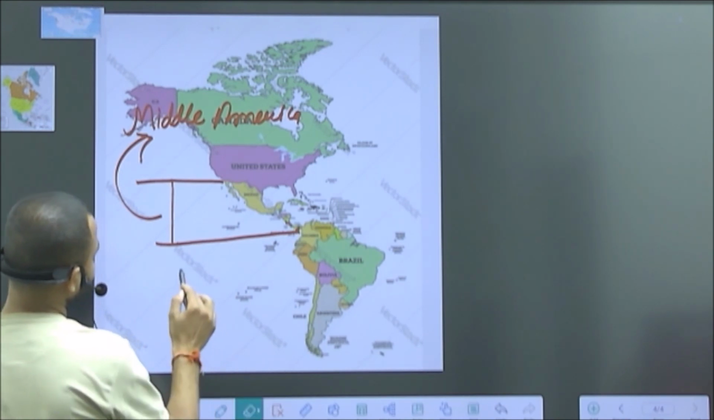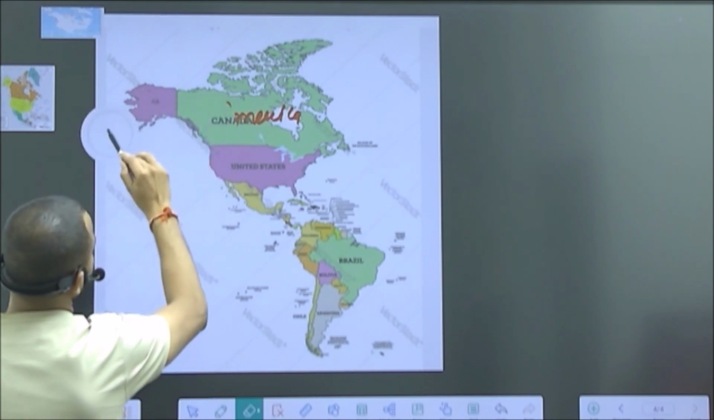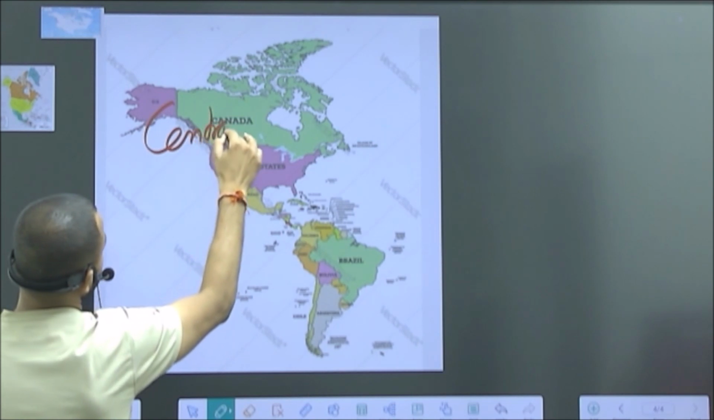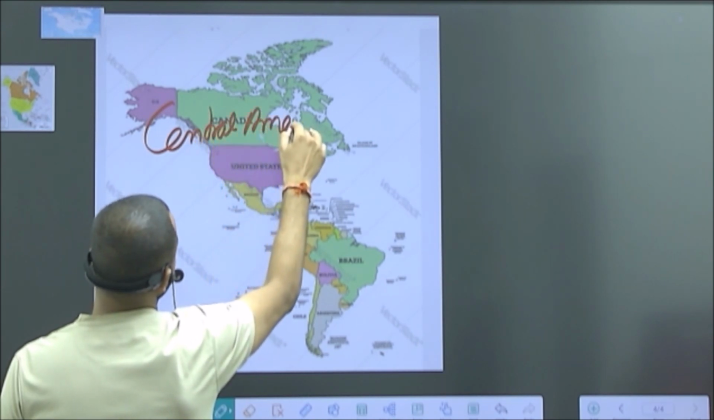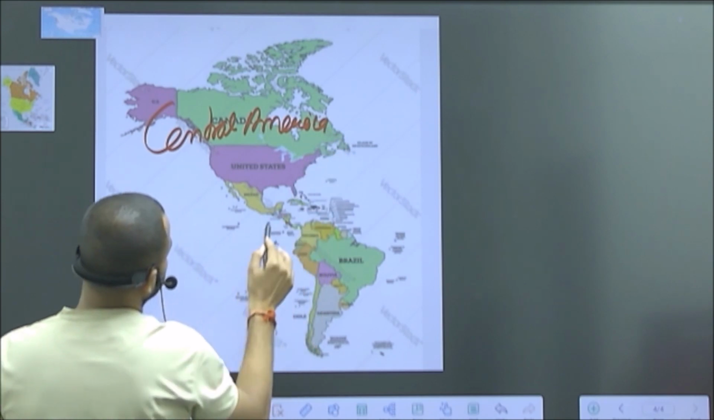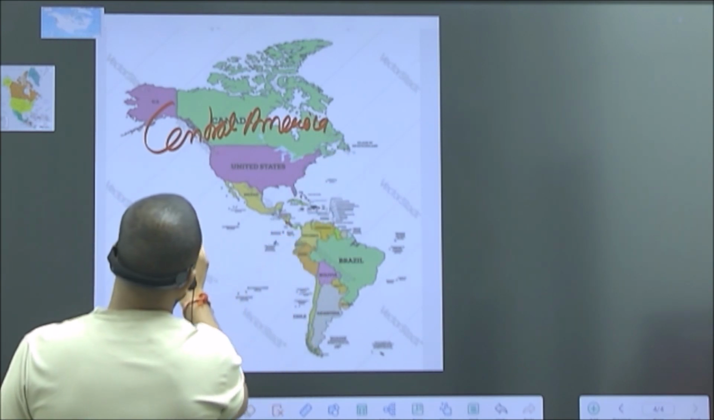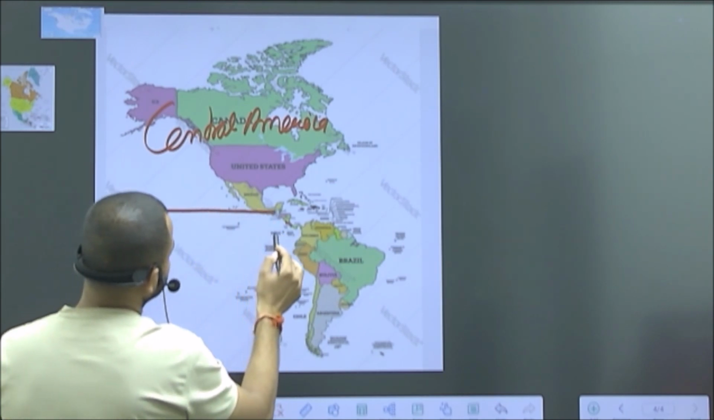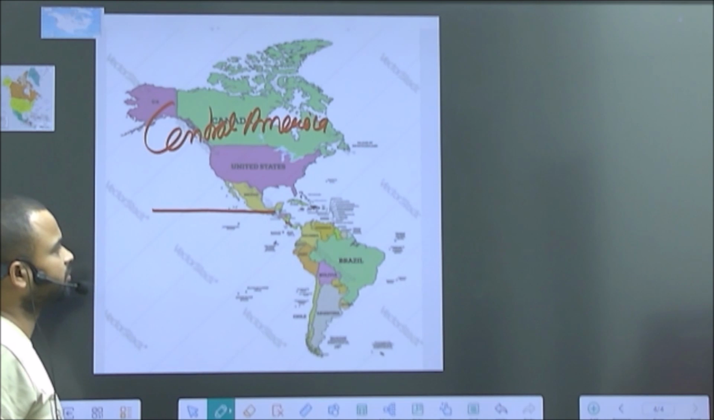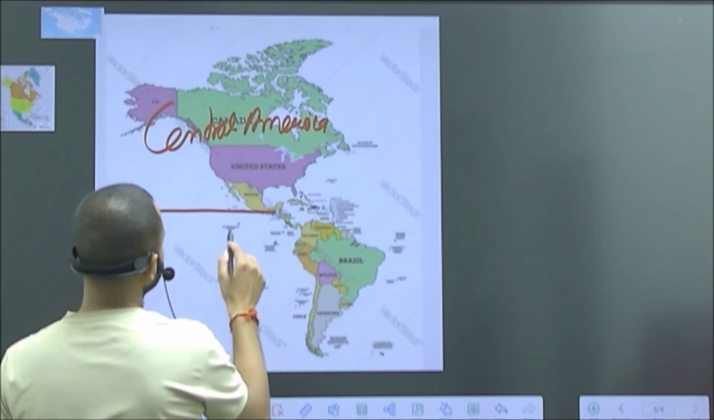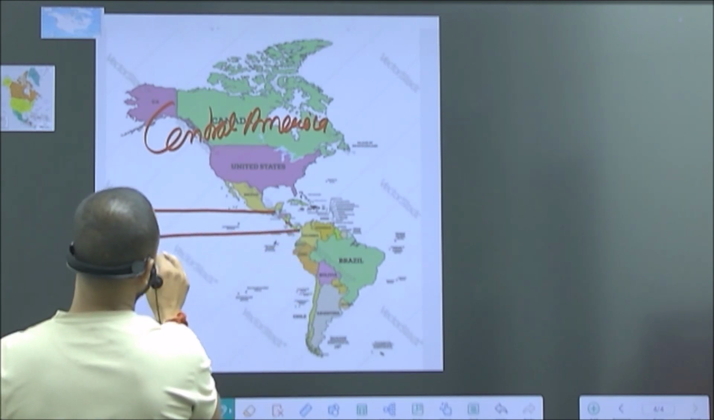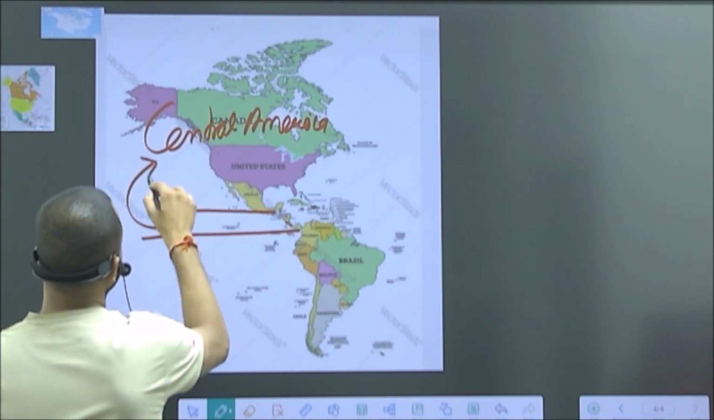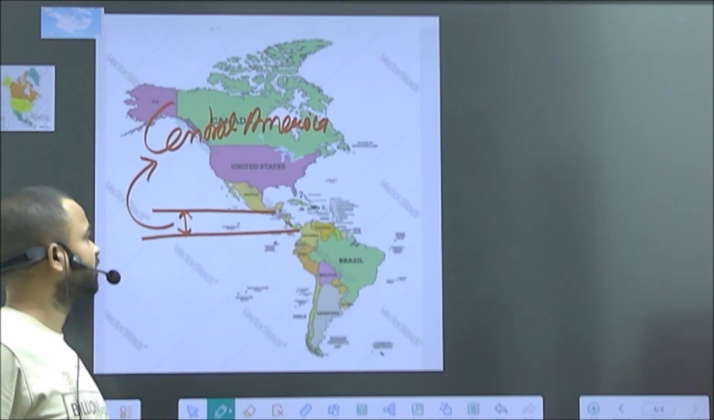Central America. Next is Central America, that means land from Belize, which is situated in southern Mexico, to Panama, which is called Central America.